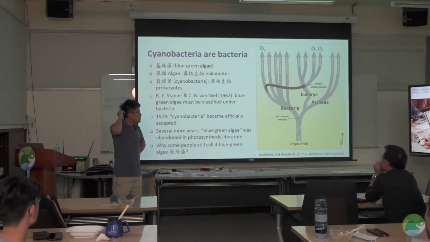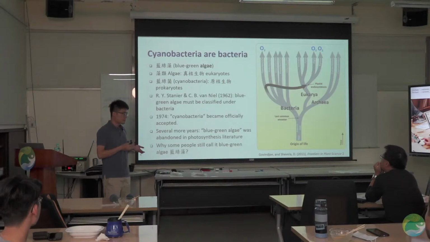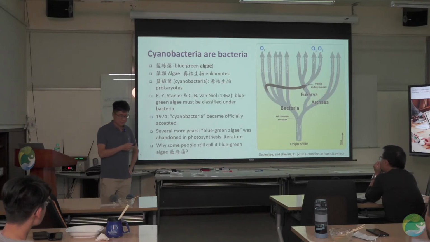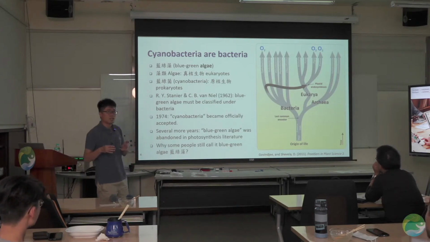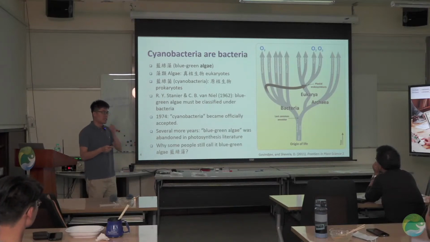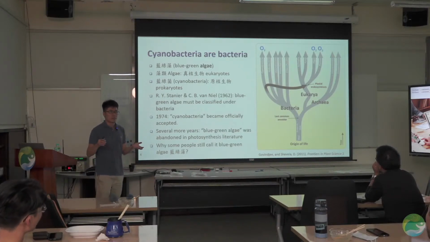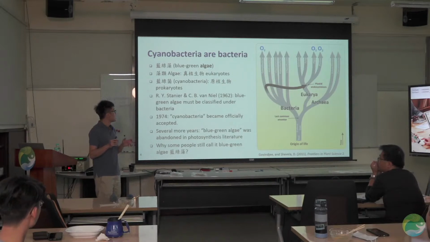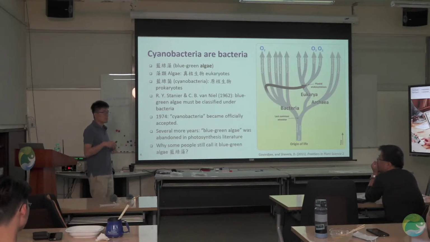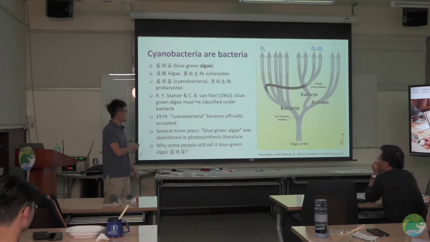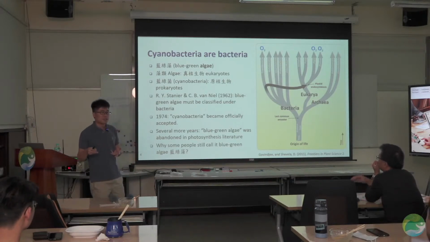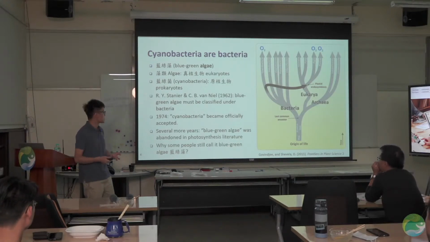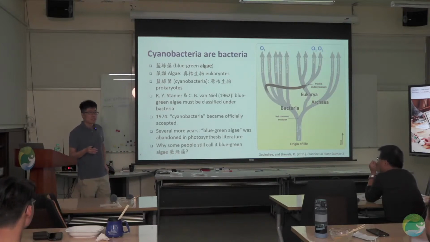But several decades ago, when we didn't have a good-resolution microscope, it was very hard to differentiate cyanobacteria from algae just by looking at the morphology. They look pretty similar under the microscope. Until we had a good-resolution microscope, and we started seeing that these cyanobacteria don't have a nucleus and are not eukaryotes. So we should not call them algae anymore.